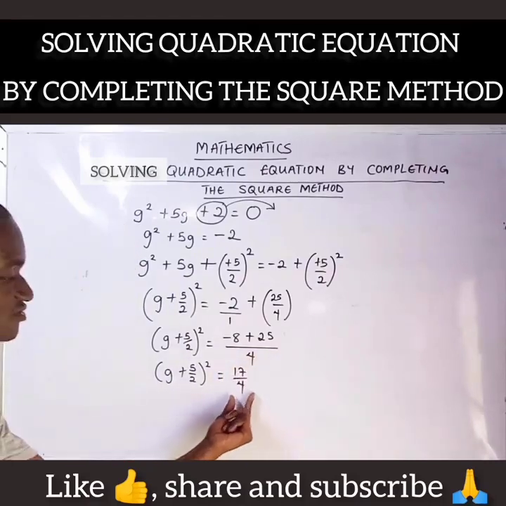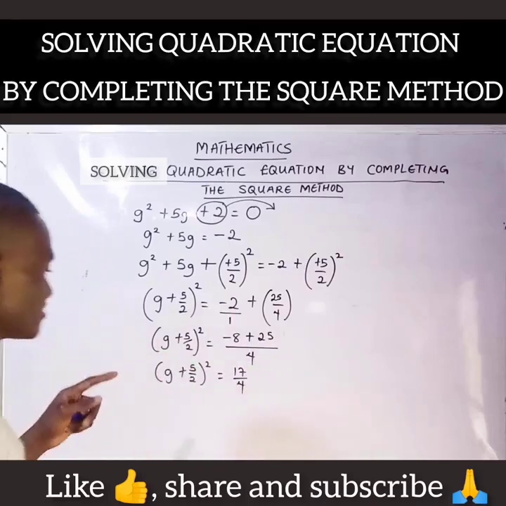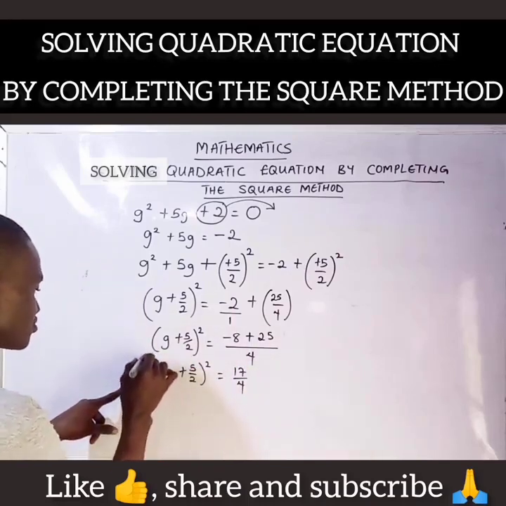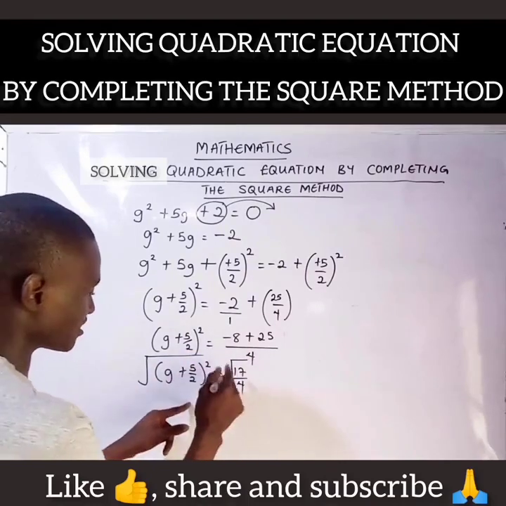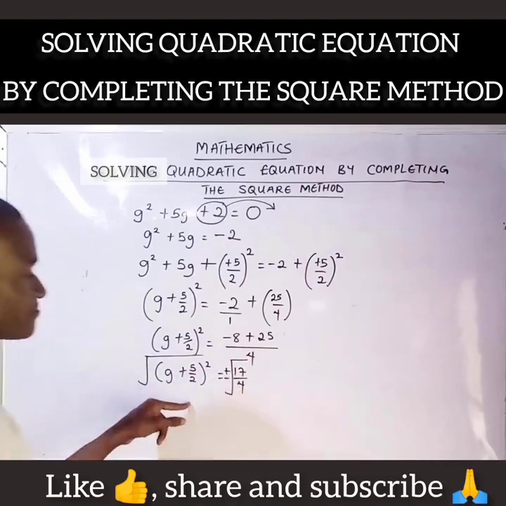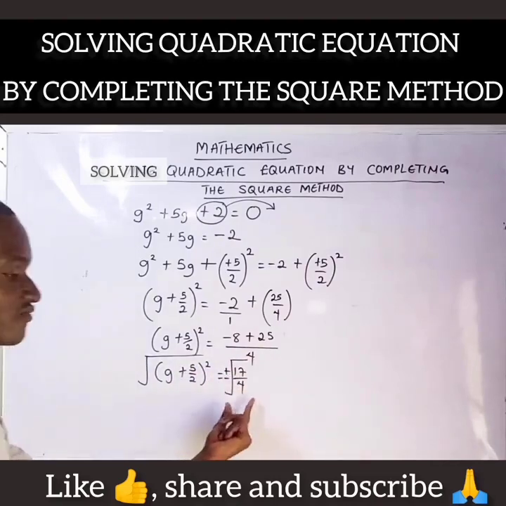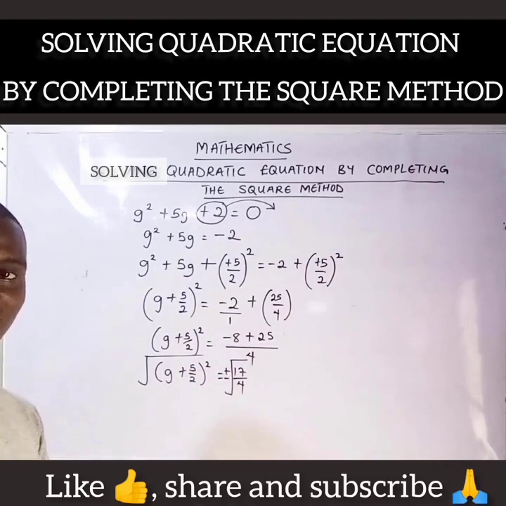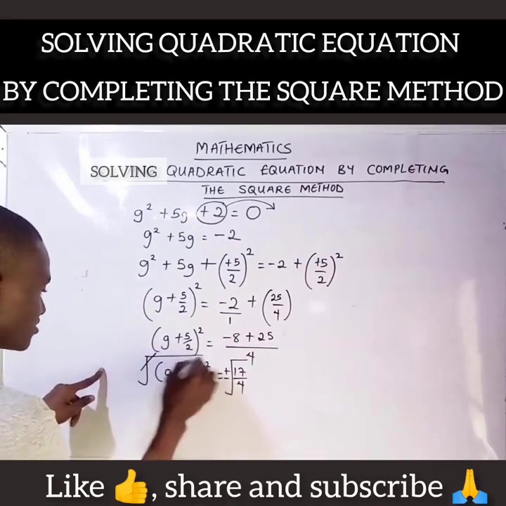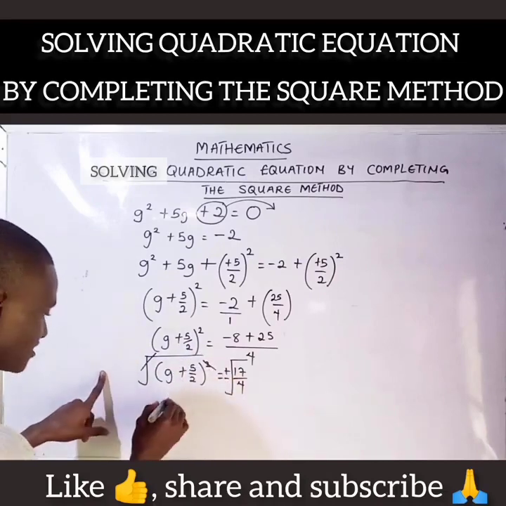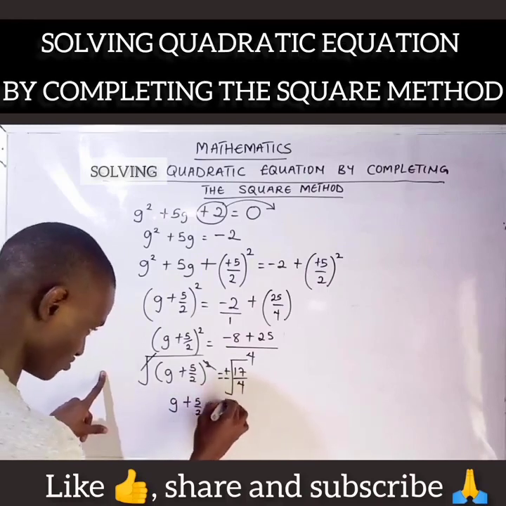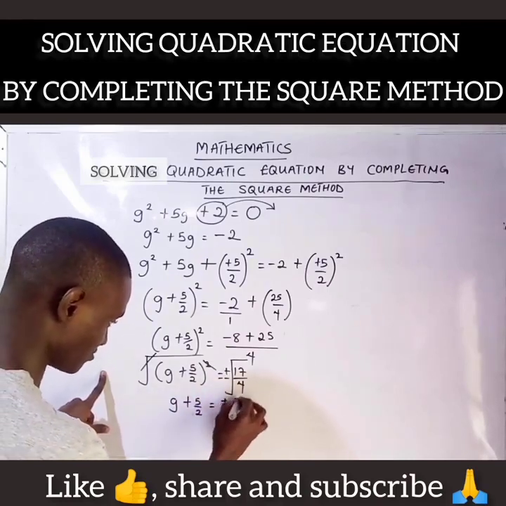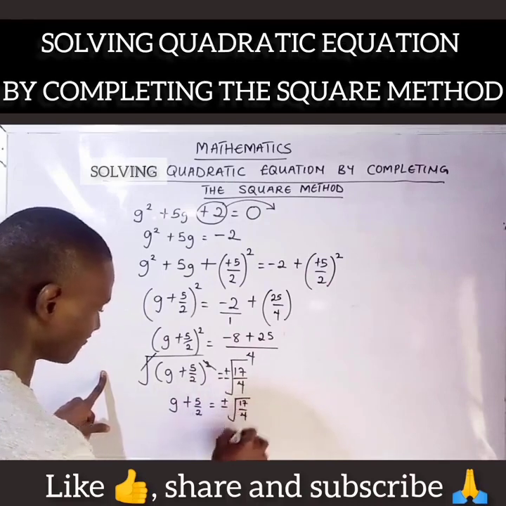Now, once I've been able to get the answer of the right hand side, the next thing is I will now take the square root of both sides. Meanwhile, while finding the square root of this side, I would not forget to include plus or minus, because the root of this particular number could either be negative or the positive of it. Now, what does this imply for this? This cancels this. So I'll be left with g plus 5 over 2, which is equal to positive or negative square root of 17 over 4.